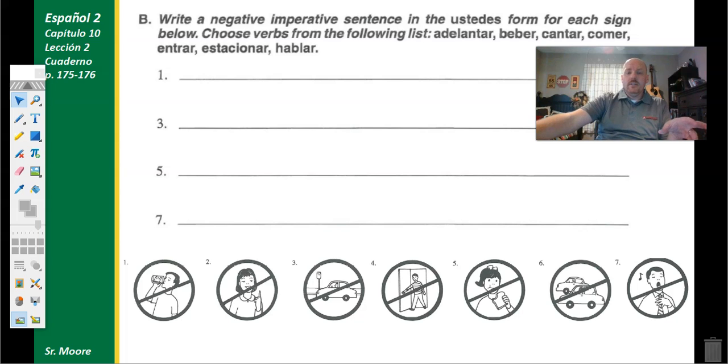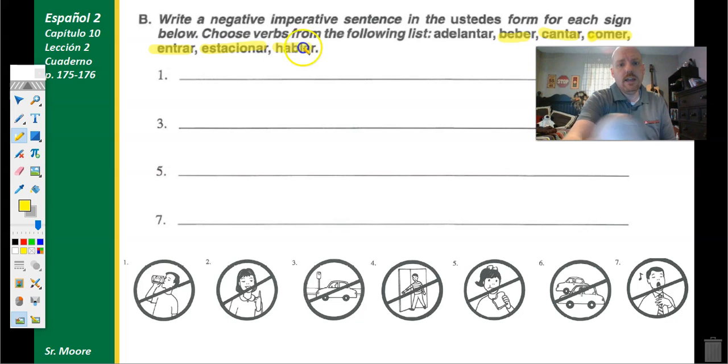Adelantar is to pass. Beber is to drink. Cantar is to sing. Comer is to eat. Entrar, to enter. Estacionar, to park. And hablar, to speak. I'm a completist. I've got to go back and highlight this one. Adelantar is to pass. Make sure you know what each of those means.